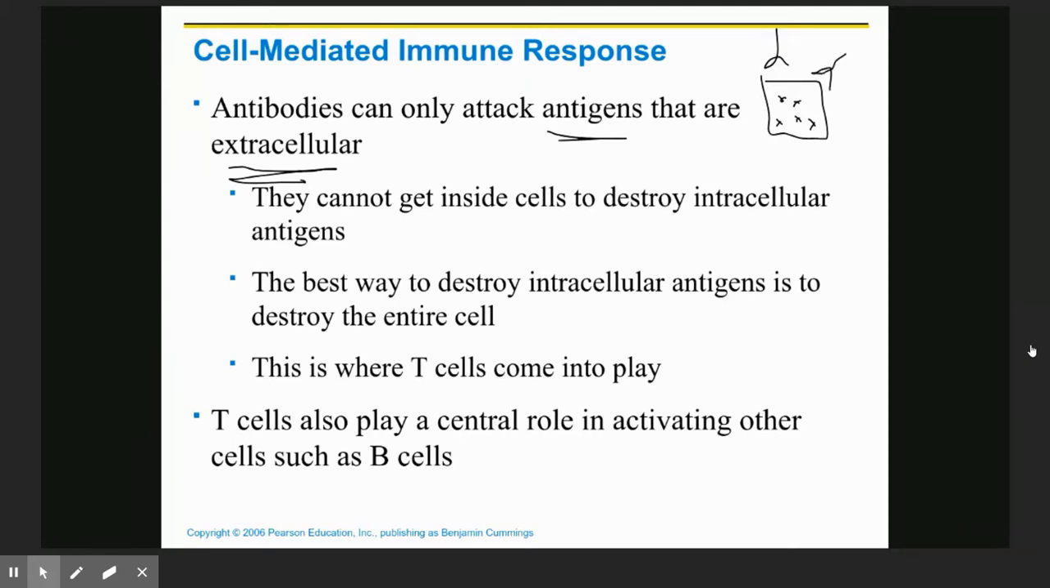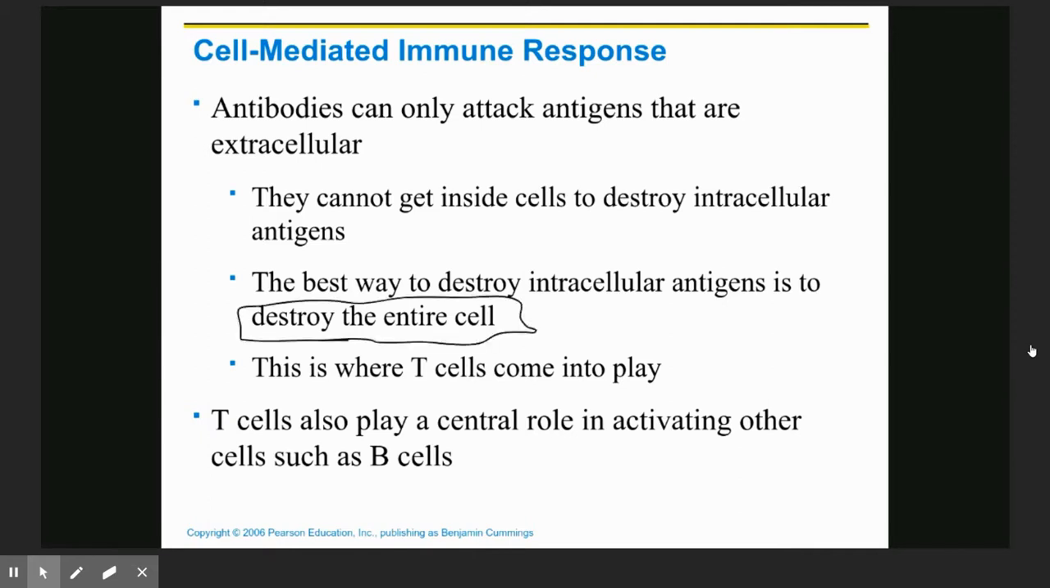Well, it's kind of like having a bunch of bad guys in a house or a building, and you can't get into the building, but you want to kill all of these bad guys. Well, the easiest way to do that is to blow the thing up. You can just firebomb it, and when you destroy the house, you also destroy all of the antigens. And even if you don't destroy them, the antigens are going to be released, and then antibodies can destroy them. That's the strategy that T cells use. They don't try to get inside the cell. What they do is they destroy the entire cell.